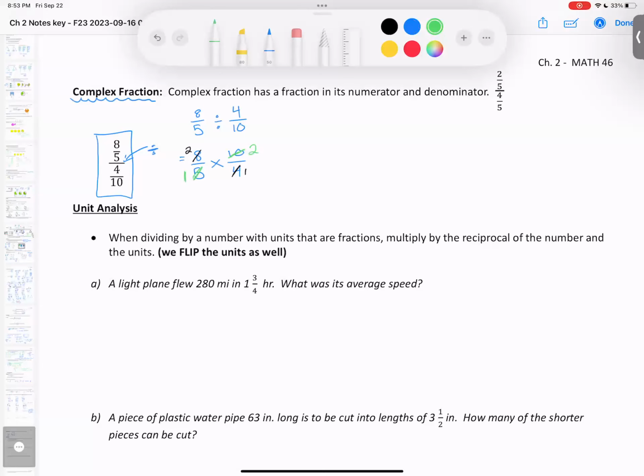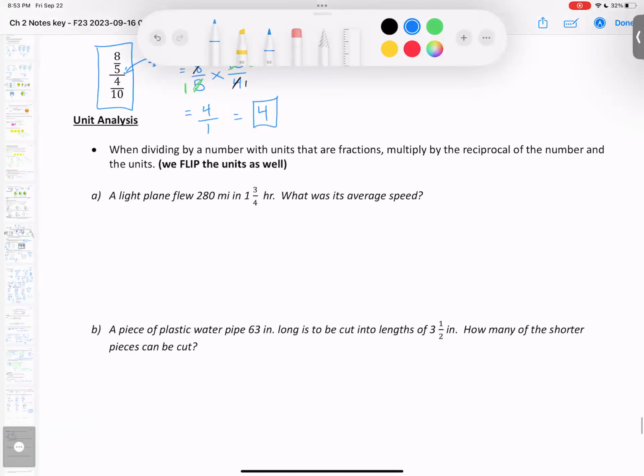Okay, and then we're going to do top times top. 2 times 2 gives us 4, over bottom times bottom. 1 times 1 gives us 1. 4 over 1 is the same as the whole number 4. So our answer here is 4.